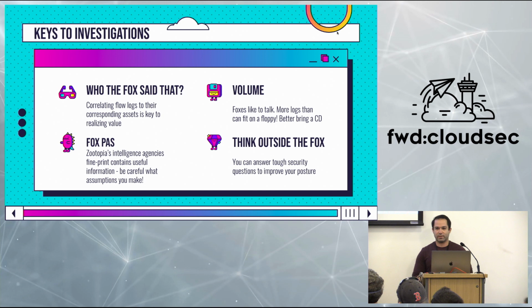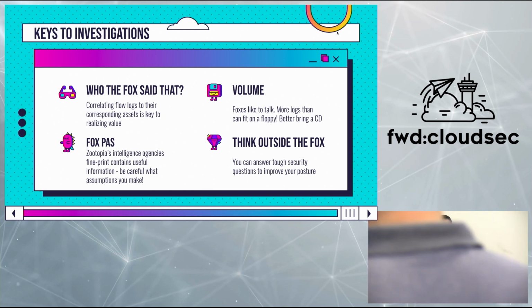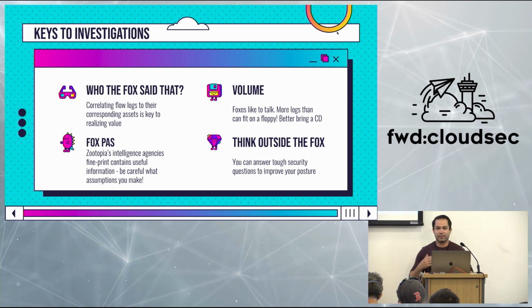So what are some of the keys to investigations with flow logs? Well, provenance is a word I heard yesterday, and I'm going to use that in this talk. Being able to know where these logs came from, what compute asset or infrastructure generated the network traffic, is super, super important. Otherwise, you're not going to be able to realize value and understand what is making these network calls in the first place.